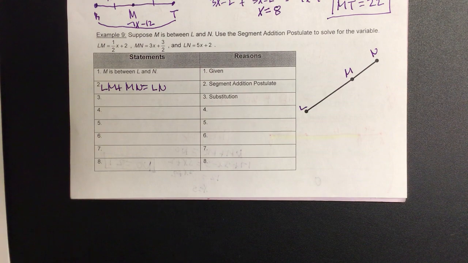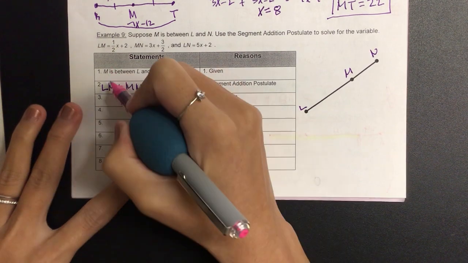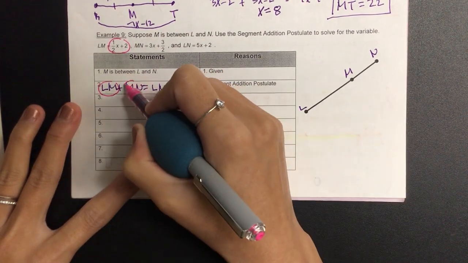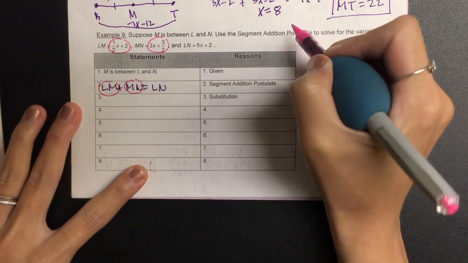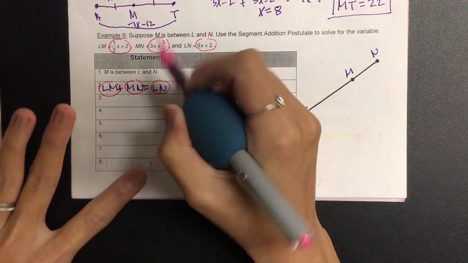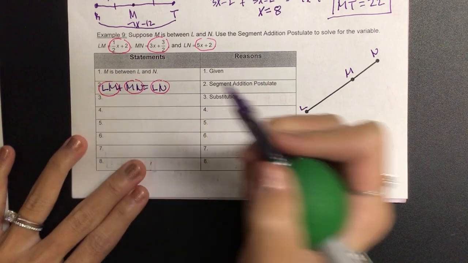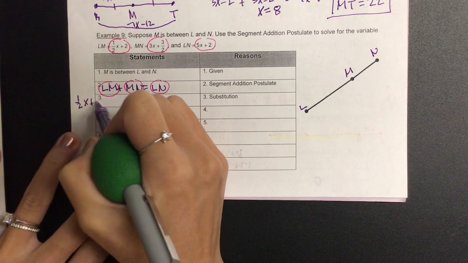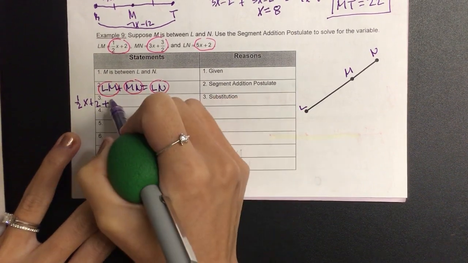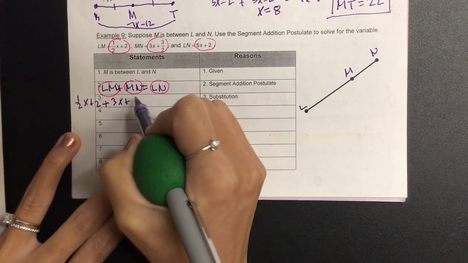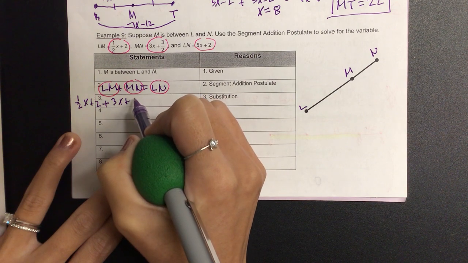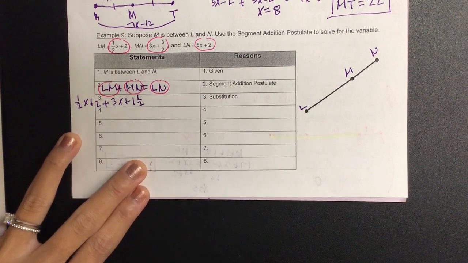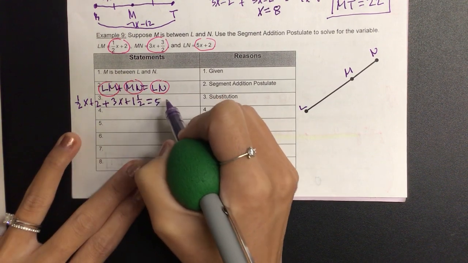Do we all know what the word substitution means? Instead of LM, we're going to substitute in the expression given. Instead of MN, we're substituting in the expression. Same with the LN. So let's go ahead and replace them. I'm going to go off to the side because I don't have enough room. Half of x plus 2 plus 3x plus 3/2. I think I want to write 3/2 as 1 and 1/2. You guys okay with that? You don't have to. Is equal to 5x plus 2.